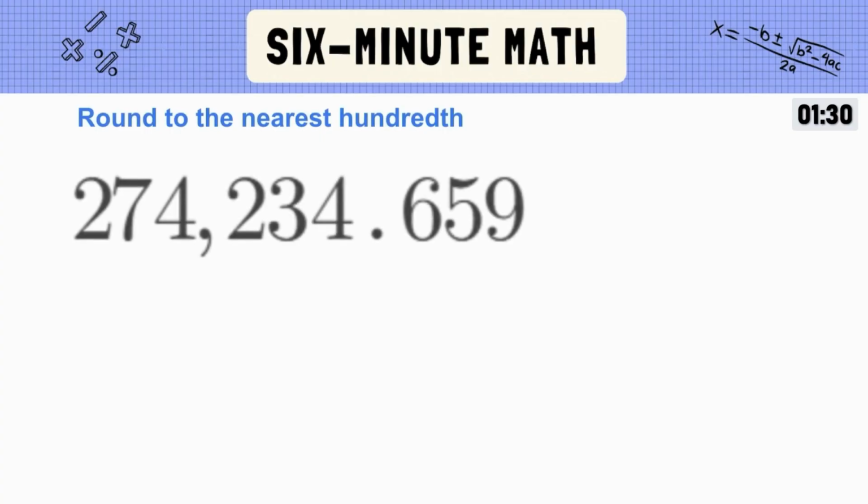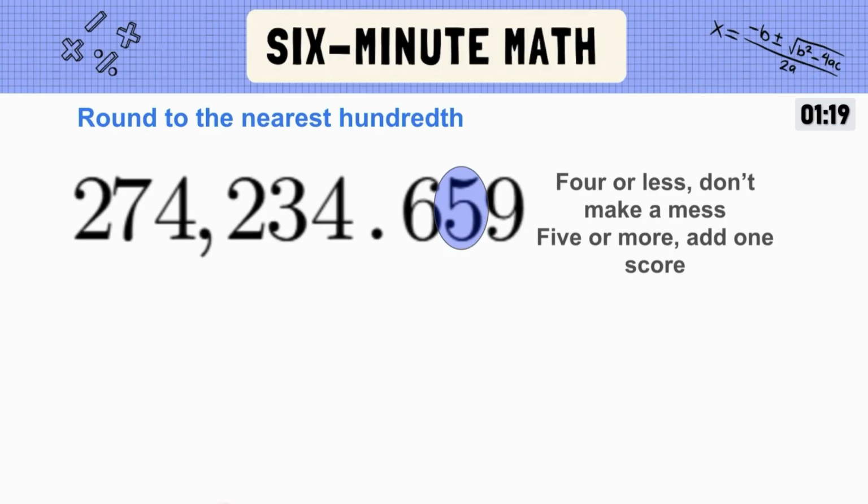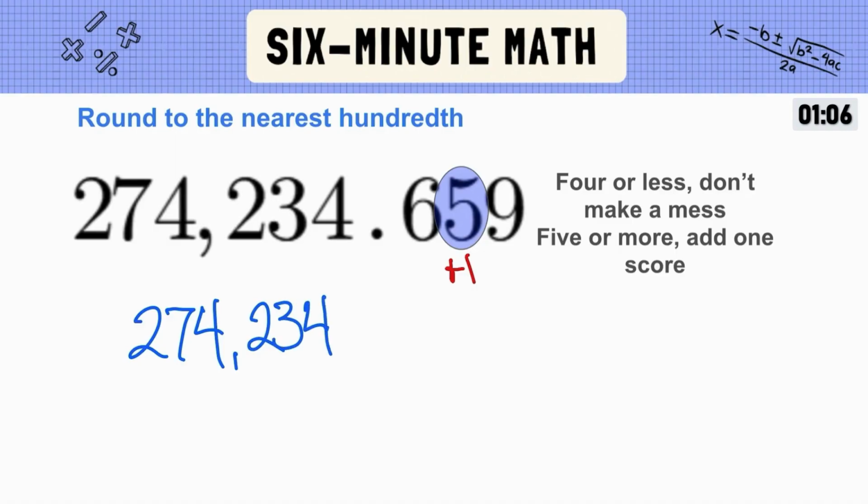Now on to our last example here. We're going to round to the nearest hundredth. Now in this case, my 5 is in my hundredths position. So I check out my neighbor to the right, and it's a 9. It is a 5 or more, so I'm going to add 1 score for a final answer of 274,234.66.